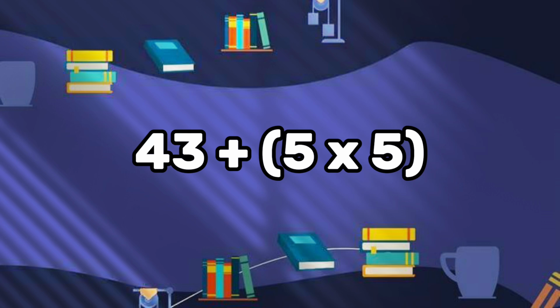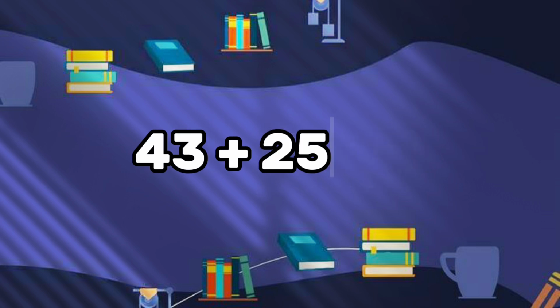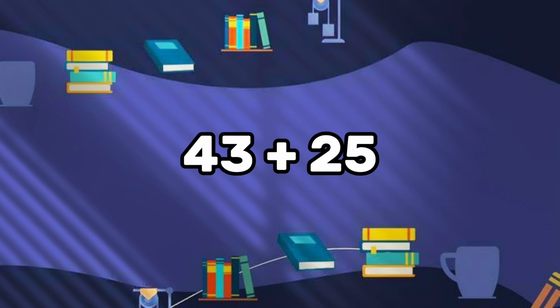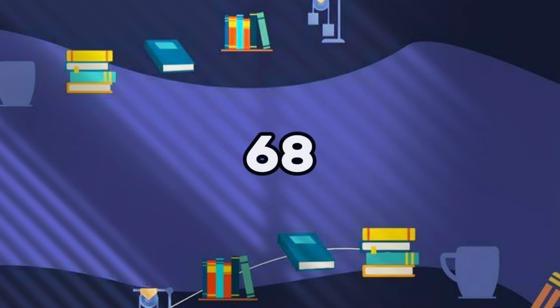Firstly, we should multiply the numbers in the parentheses as it should come first. That makes 25. Afterwards, we should add the two remaining numbers. That means that we should add 43 and 25 together. That makes 68 as our result. See, now you've got the hang of it.